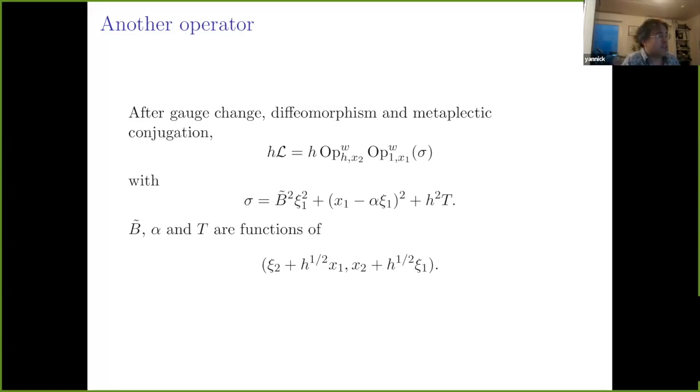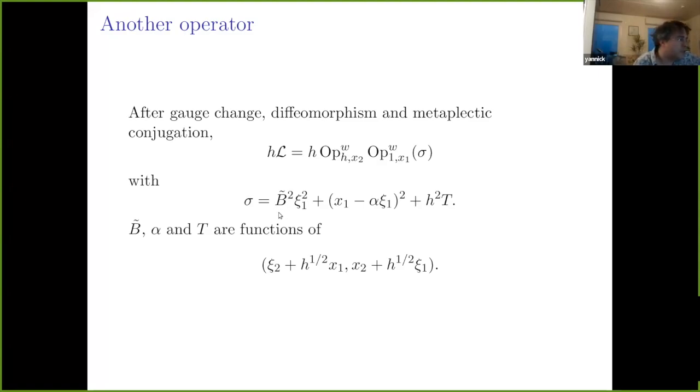The form it takes now is that this operator, after all these things, is transformed into this HL, where L is a pseudo-differential operator. For convenience we rescaled one variable while we did not rescale the other one. So it's semi-classical in the x2 variable, and it's not semi-classical at all in the x1 variable. After this change of variable, the symbol really looks like a harmonic oscillator.